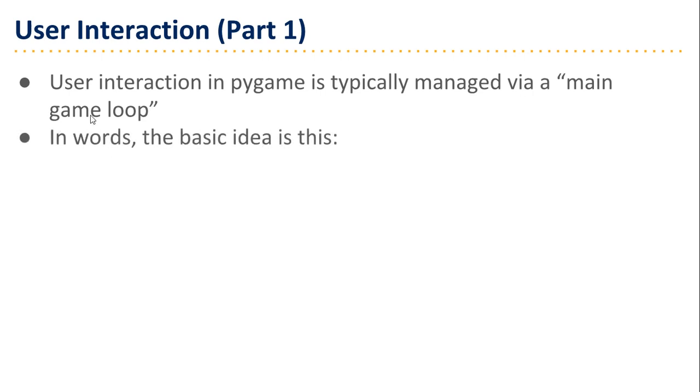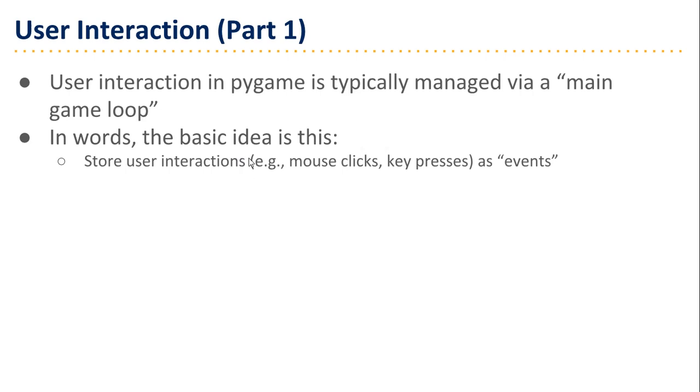And before we look at how to write this in code, let's just think about how this works in words, what the basics of the algorithm are. So what we're going to do is store all user interactions, mouse clicks, key presses, etc., as events. Don't worry too much about what an event is. We're just going to call it an event. And every piece of interaction, every click of the mouse, every movement is going to be stored as a separate event.